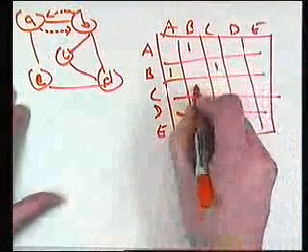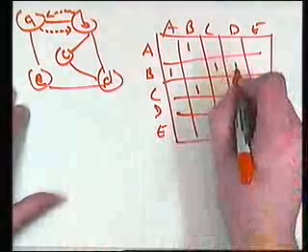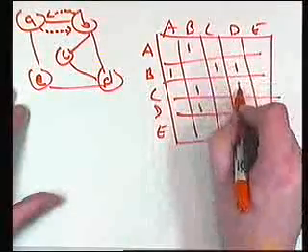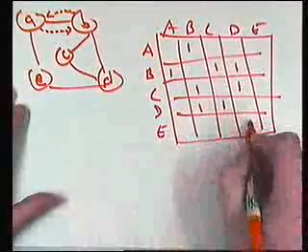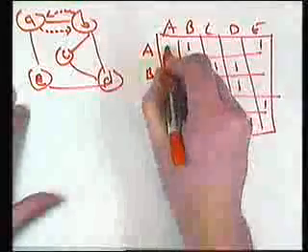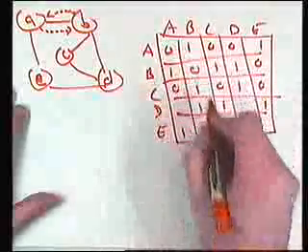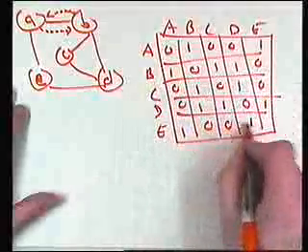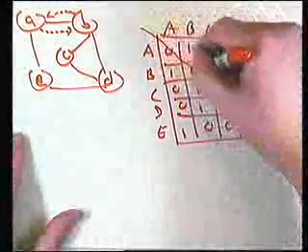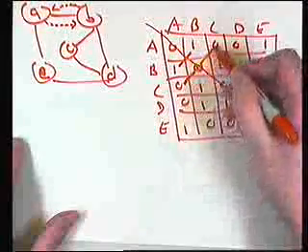B is connected to C, and also C is connected to B. B is connected or adjacent to D, and also D is adjacent to B. C and D are adjacent to each other. E and D are adjacent to each other. And A and E are adjacent to each other. And everything else would be a null. Sorry for the slanted lines here. I should have drawn that a little nicer. Anyway, as you might be able to tell, this graph is symmetric across the diagonal.